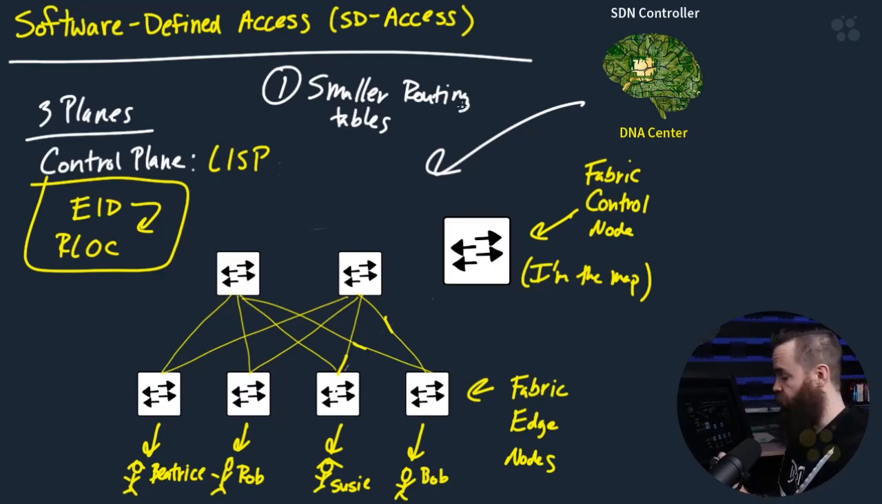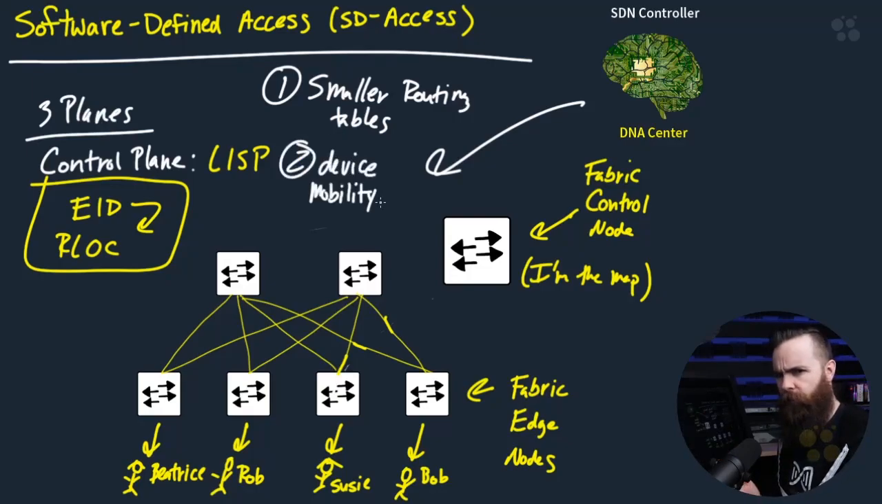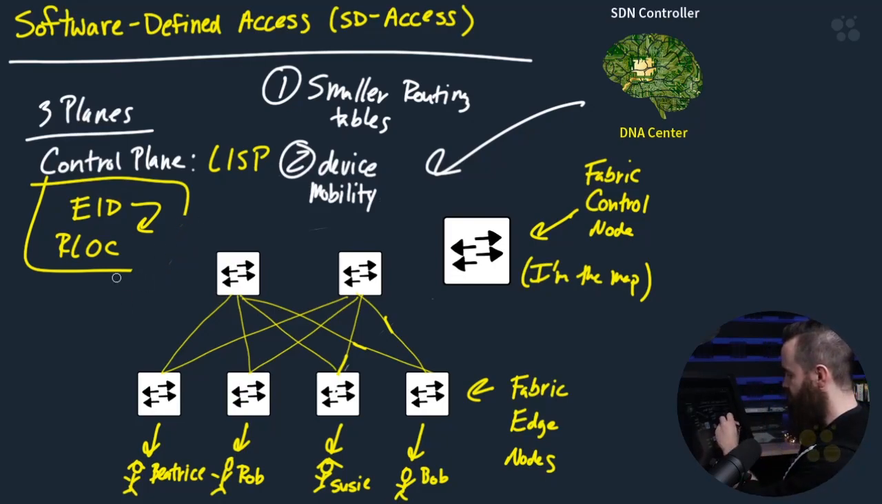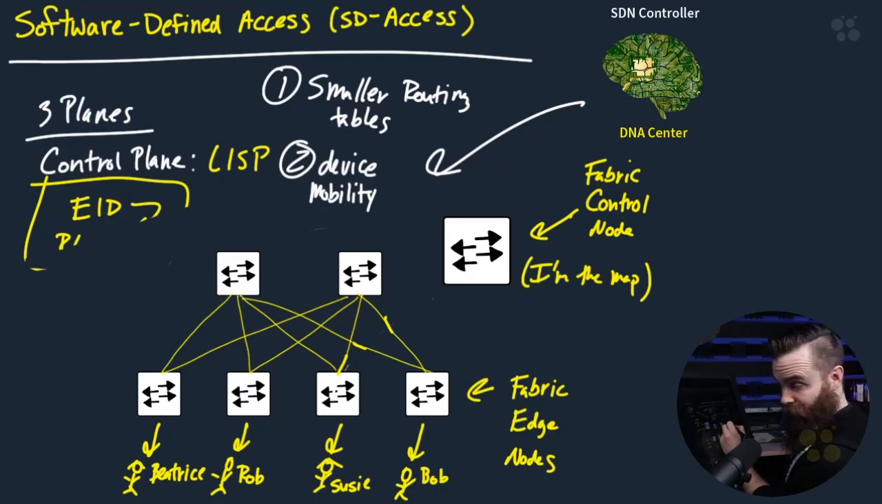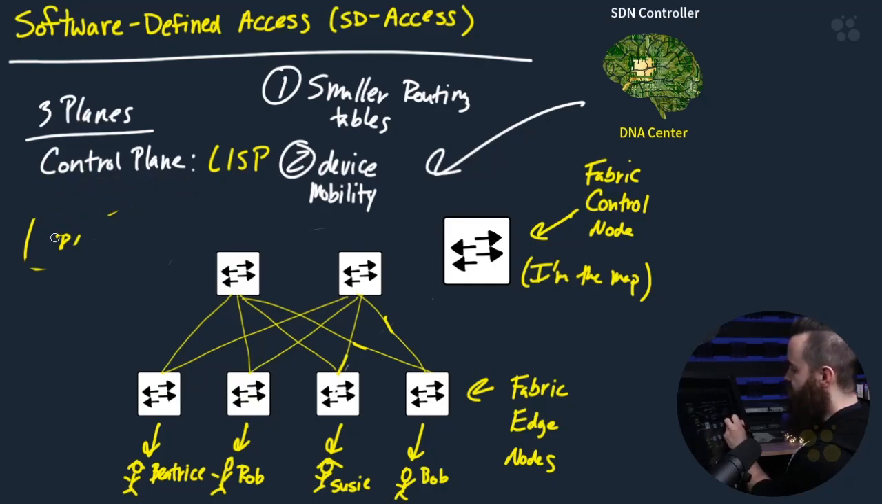Another key benefit here, and it's so cool, is device mobility. Device mobility? How? We'll get to that in a moment. Put a pin in that. Let's move on to our control plane list here. So LISP is basically replacing some routing protocols, and it's got a smaller routing table. We can more easily identify where things are. Just think of it as the DNS for our network.